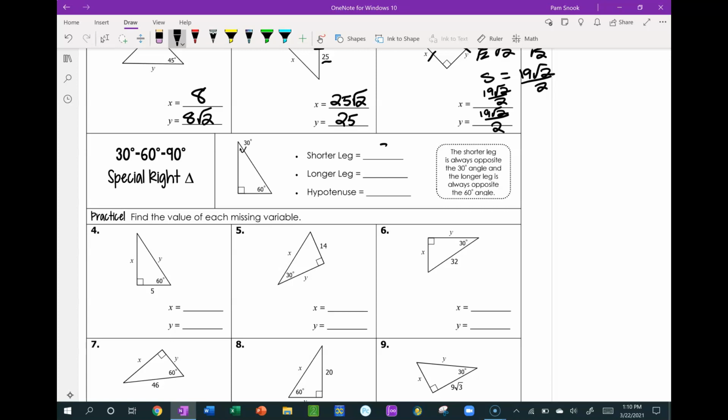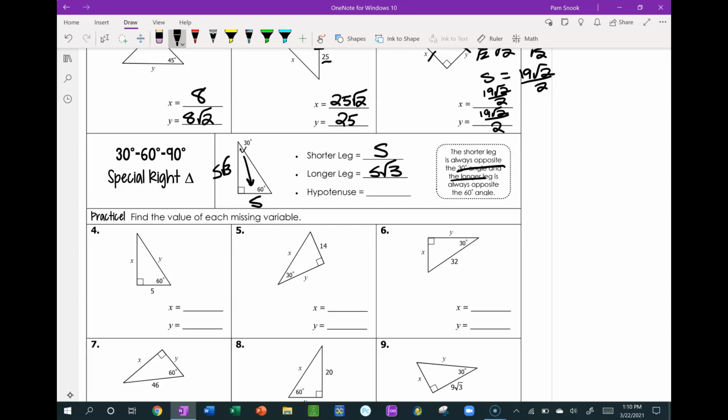Short leg, I'm going to call that S for short. And the short leg is always opposite the 30-degree angle. So if you're looking at a diagram and you're not sure which one is the short leg, just find that 30-degree and go opposite. There's your short leg. Your longer leg is going to be the short leg times root 3.